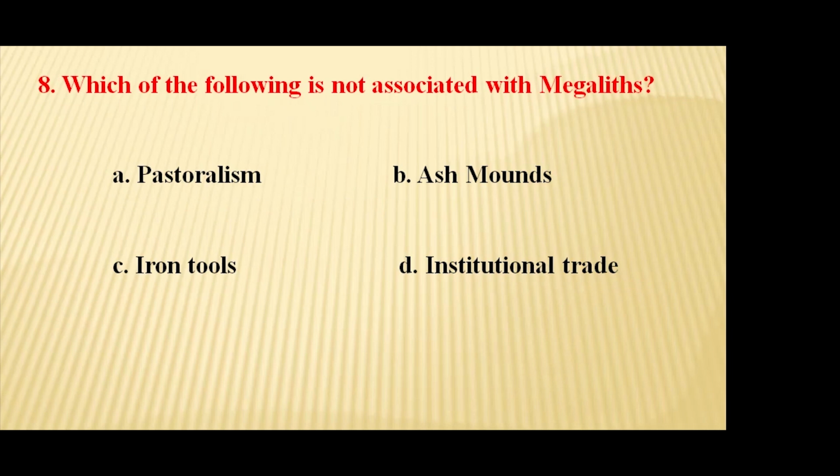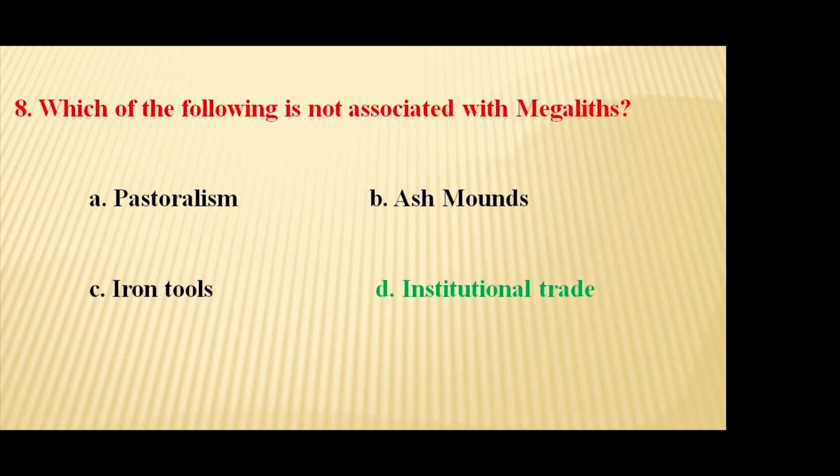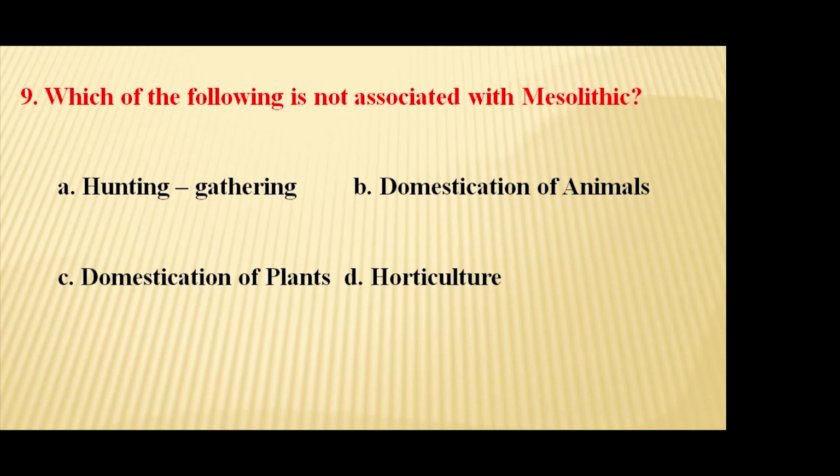Question number 8. Which of the following is not associated with megaliths? Option A. Pastoralism. Option B. Ash mounds. Option C. Iron tools. Option D. Institutional trade. And the correct answer is option D. Institutional trade.